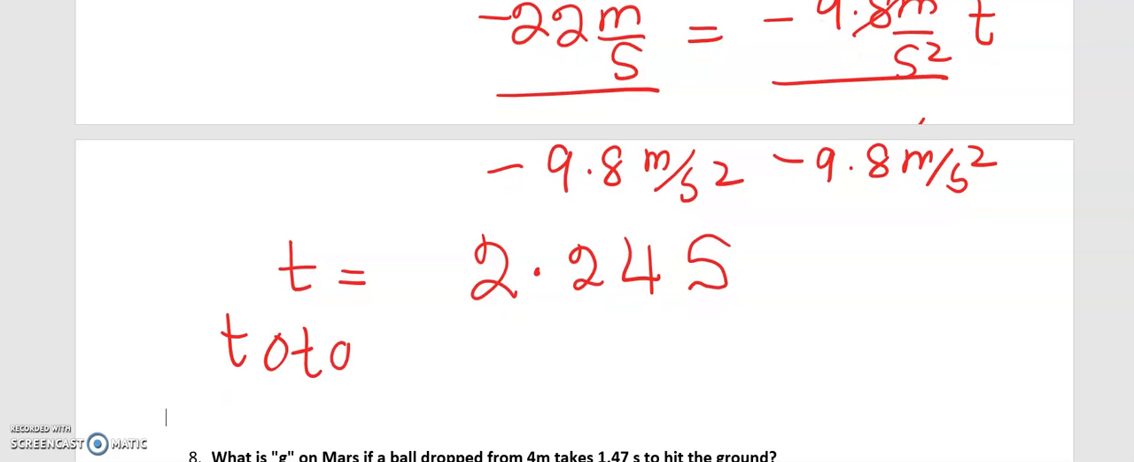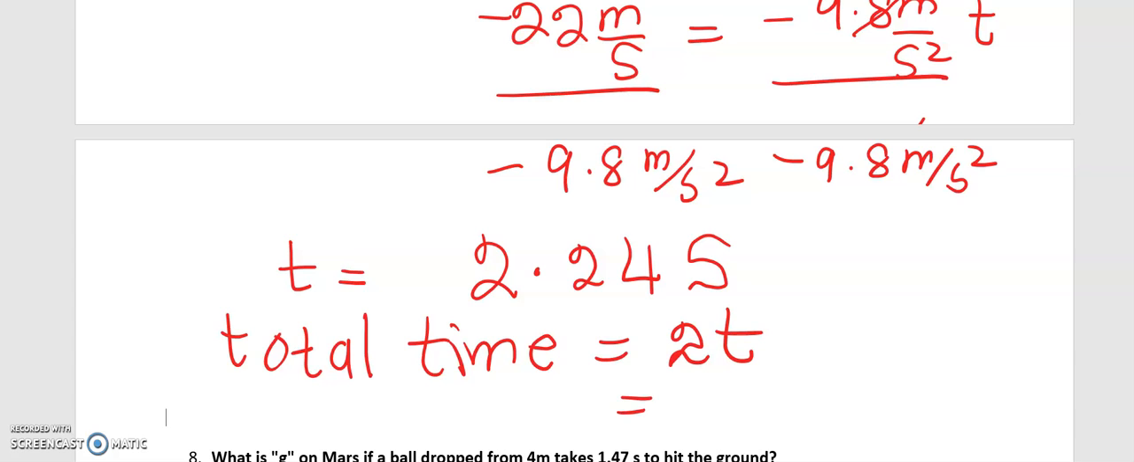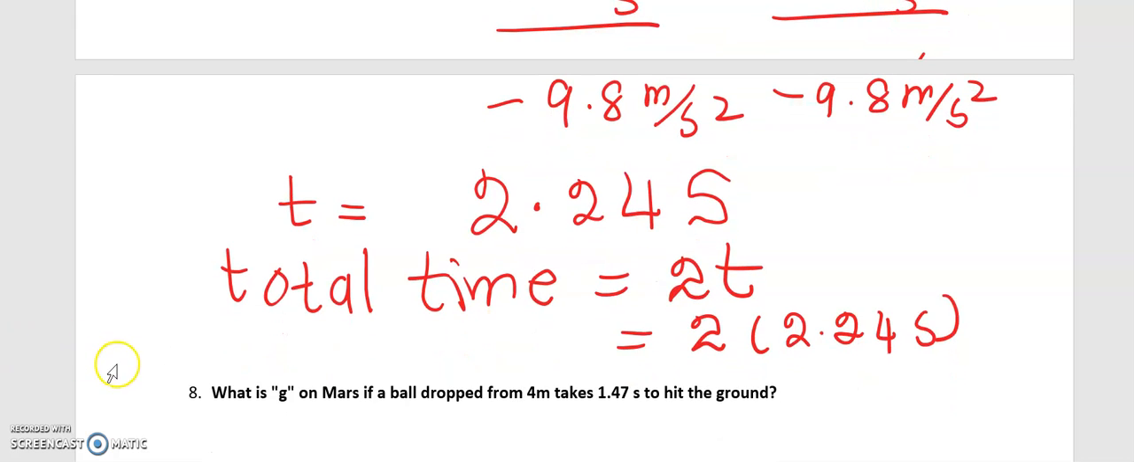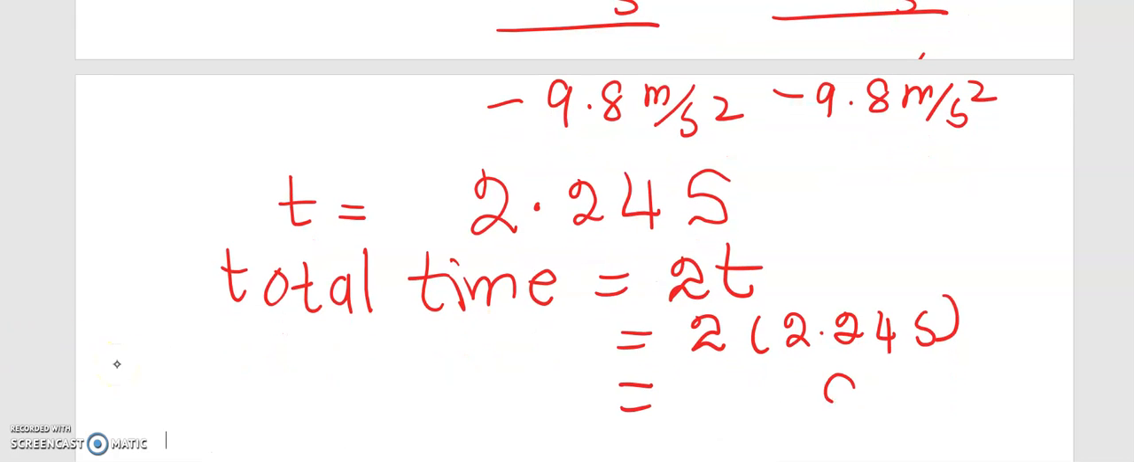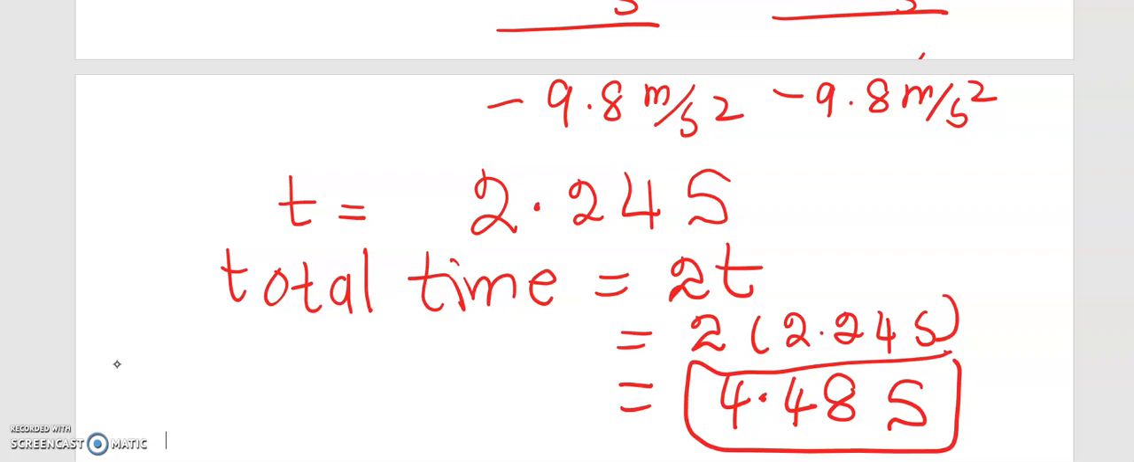So total time the object is in air is 2 times this, 2t. So 2 times 2.24 seconds, that would be equal to 4.48 seconds. Okay, so that's the total time the object is in air.